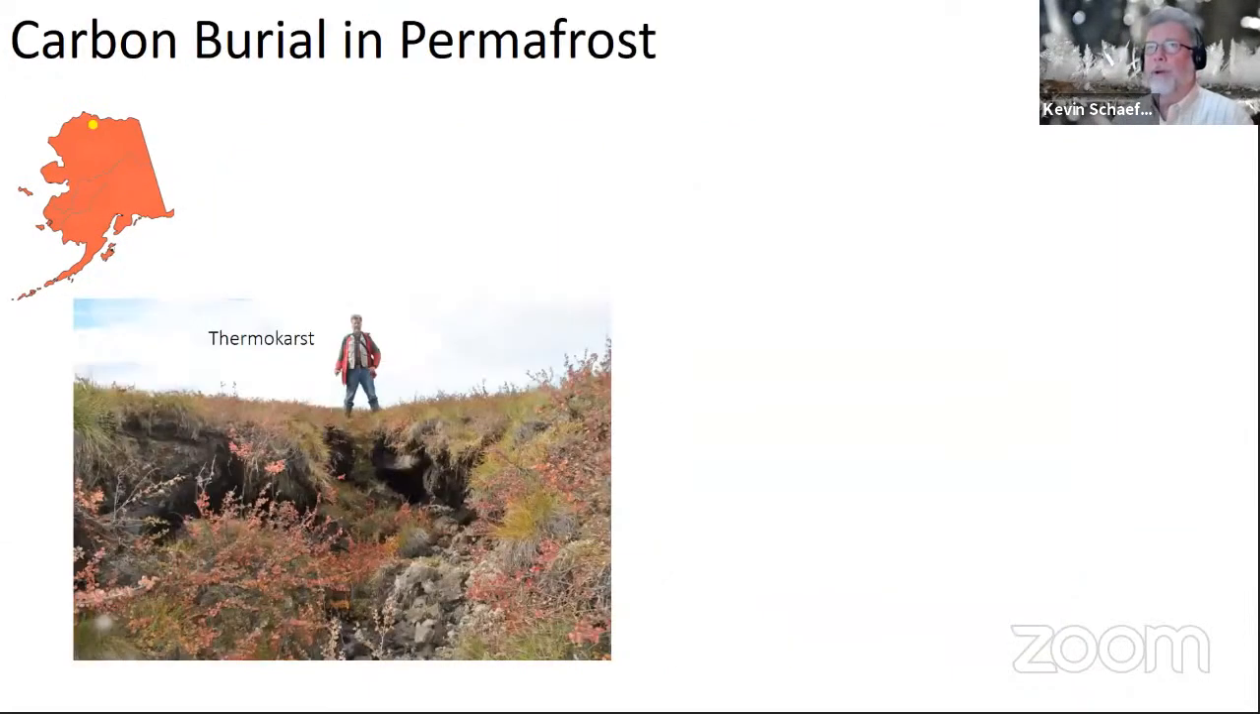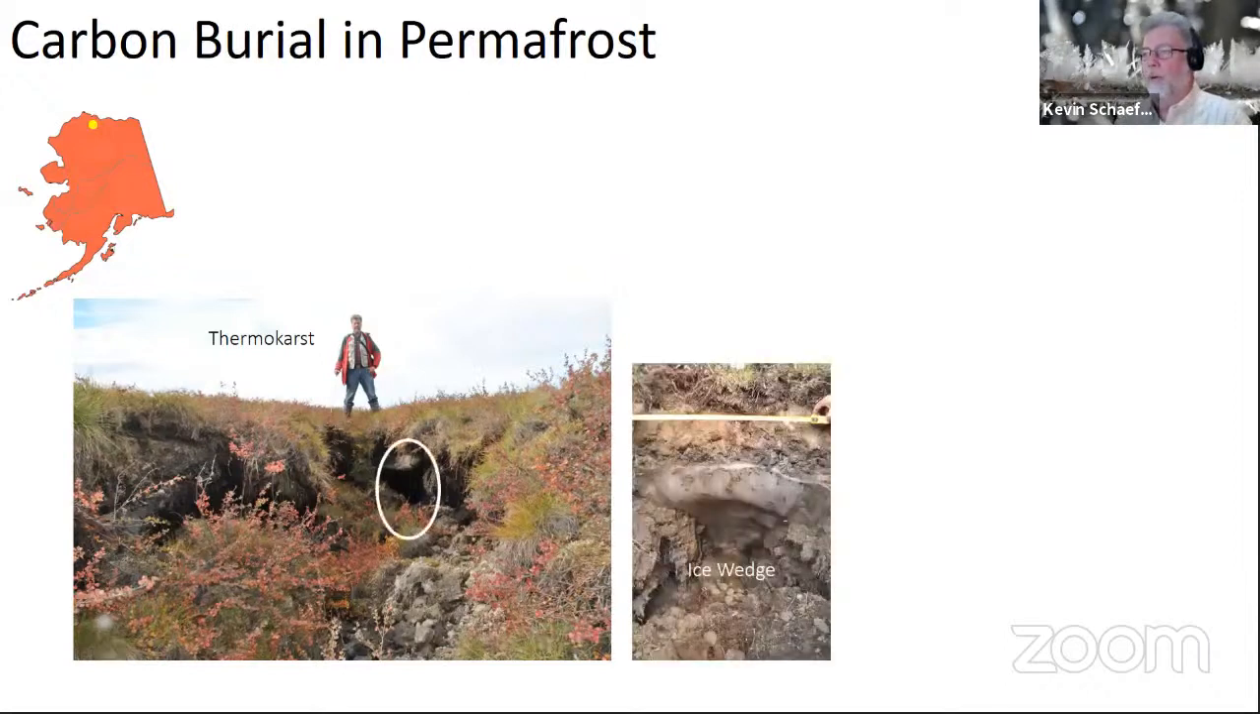Now you're probably wondering, how on earth did all this organic material get frozen in permafrost in the first place? And I'm going to show a picture to explain how that happens. This is a picture of me standing on top of what's called a thermal karst, which is a collapse of ground due to the melting of ground ice. And what's melting out here is these ice wedges.